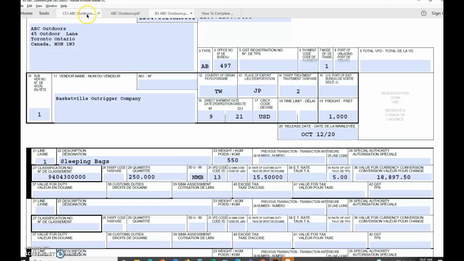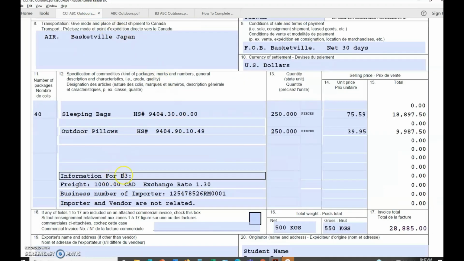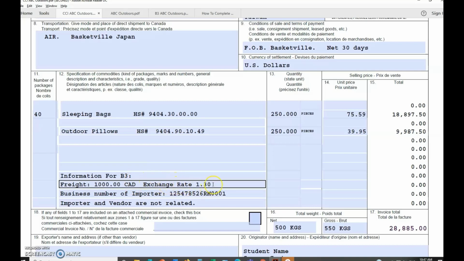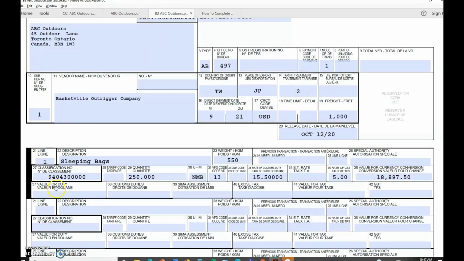Where do we get the exchange rate? Well, I have to give it to you. And I gave it to you here on the Canada Customs invoice. Exchange rate is 1.3. So to get the value for duty, we take the value for currency conversion times the exchange rate of 1.3.